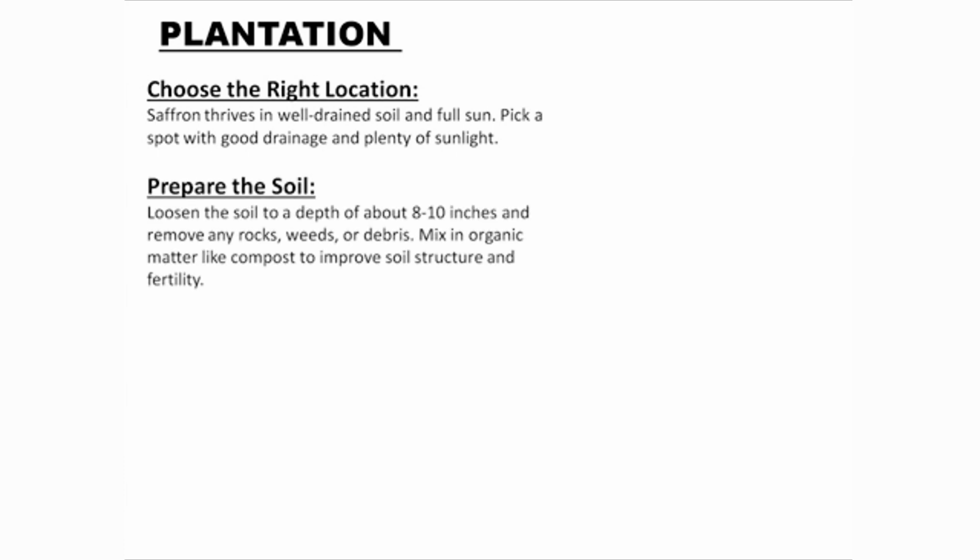Then we prepare the soil. For preparing the soil, we loosen the soil to a depth of about 8 to 10 inches. And then we remove all the other material like rocks, weeds, and debris.